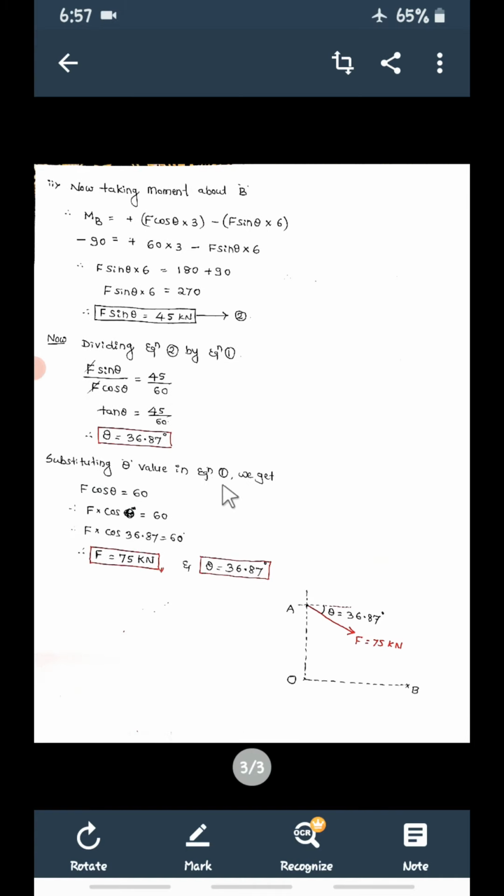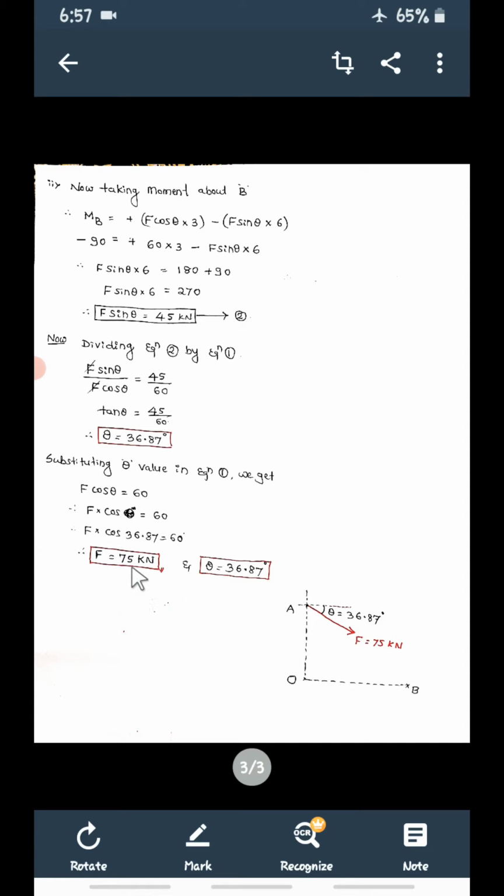So substituting the theta value in equation 1. So what is equation 1? Now see, equation 1 is F cos theta is equal to 60. So F into cos of 36.87 is equal to 60 kilonewton. Therefore, F you can calculate: 60 divided by cos 36.87, we will get F as 75 kilonewton.